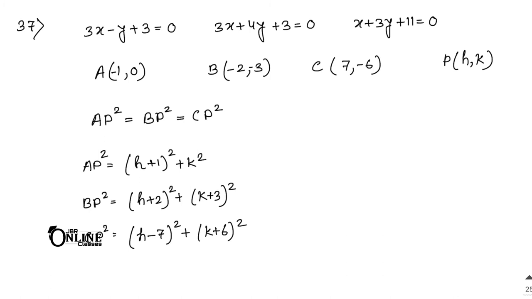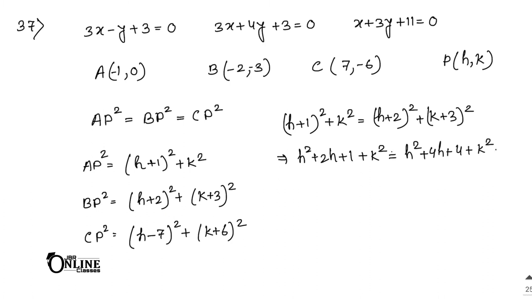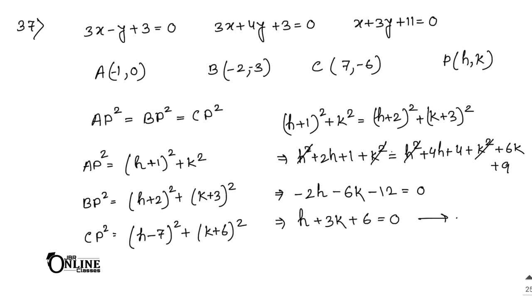Now, as AP square is equal to BP square, you can write (h + 1) whole square plus k square equal to (h + 2) whole square plus (k + 3) whole square. So that means h square plus 2h plus 1, plus k square, is equal to h square plus 4h plus 4, plus k square plus 6k plus 9. So k square and h square cancel out. So it's minus 2h, then 9 and 4 is 13, so minus 6k minus 12 equal to 0. Divide by minus 2: h plus 3k plus 6 equal to 0, as the first equation.